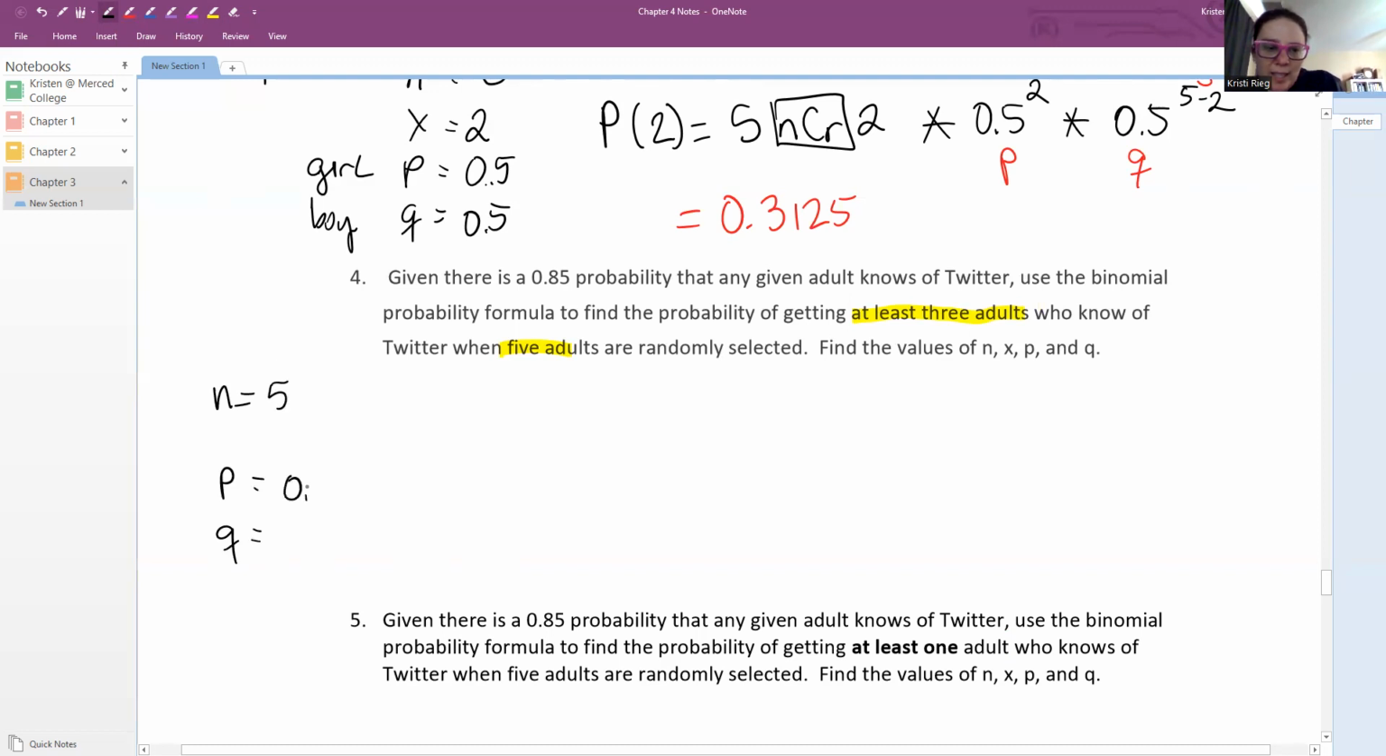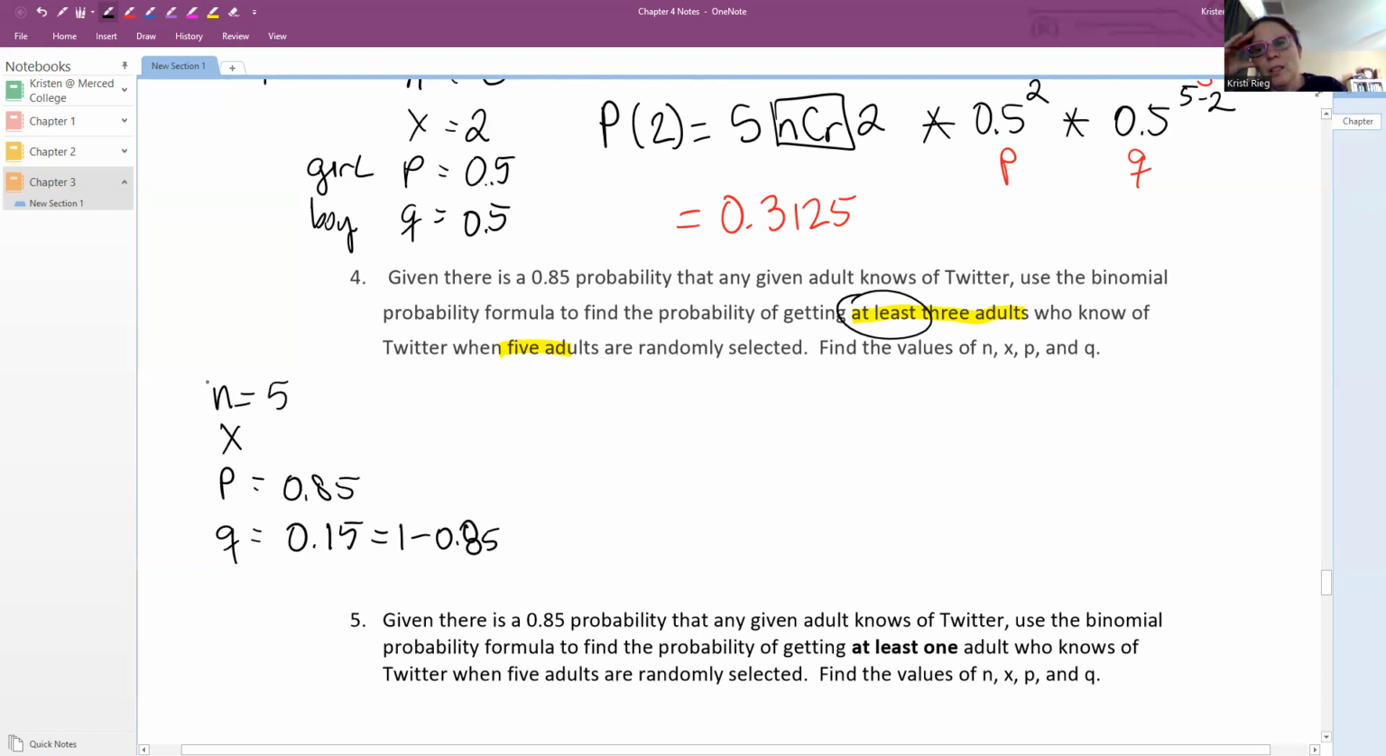Our probability of success, this is just like problem 1. The probability of success is 0.85. Not problem 1, the one on the top of the page. I think it was problem 2. And then Q, remember that came from 1 minus P. The difference between this and problem 1 is the word at least, or the phrase at least. And so here, X is at least 3.